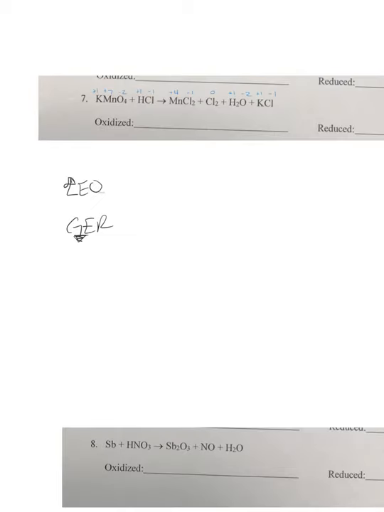Alright, the last 2. Okay, find the thing that is increasing in value, because we're looking for a LEO. So K stayed +1, Mn went down, so that's going to be my GER. Just write that in since I found it already. It starts as a +7, ends up as an Mn +4. And then oxygen's a -2 over here, and it's going to be a -2 over there, so that's not it. Chlorine, there it is, -1, and it becomes a 0. So let's go back here and let's write chlorine with a -1 charge became chlorine with a 0 charge.